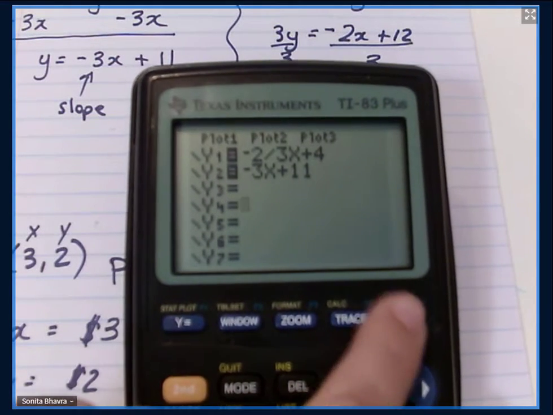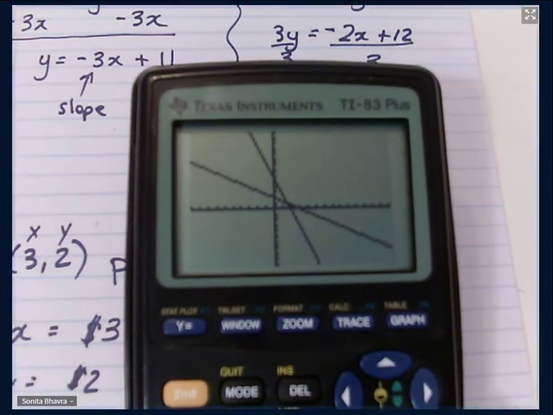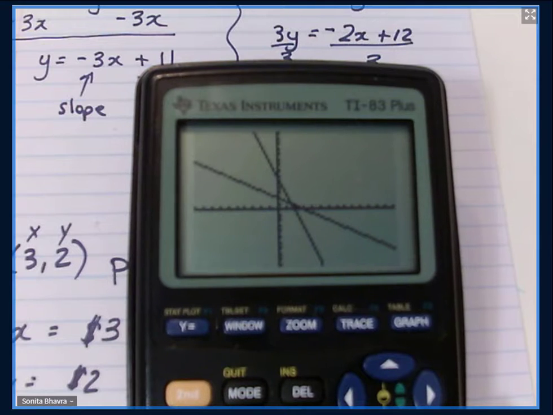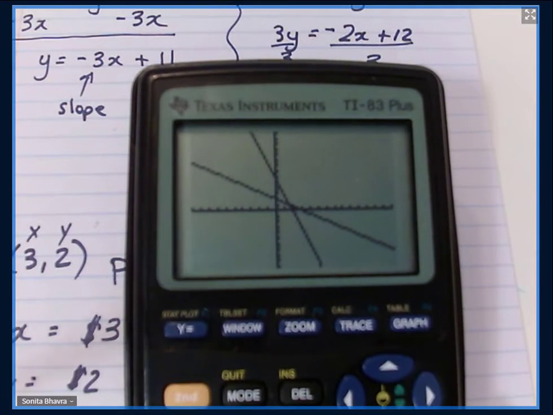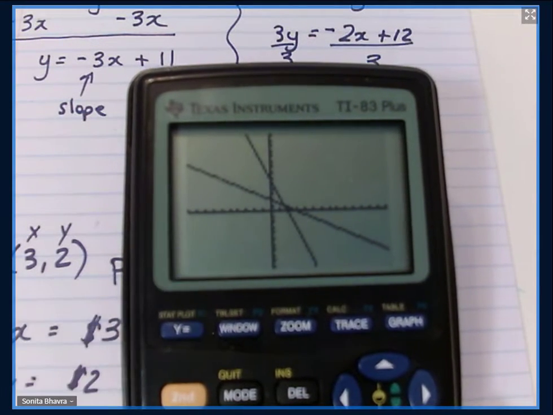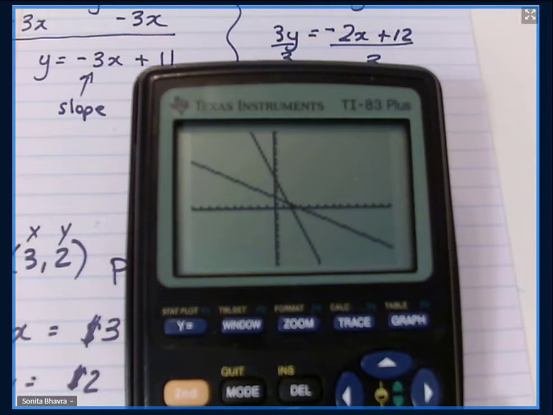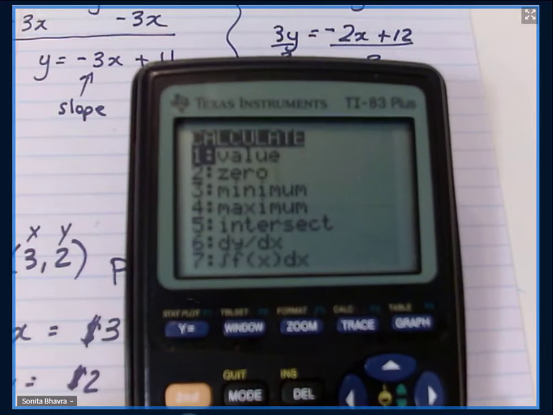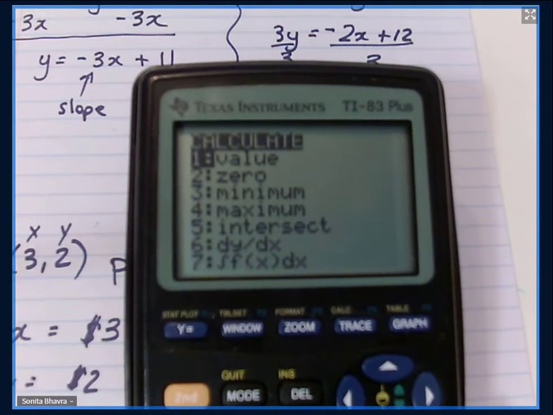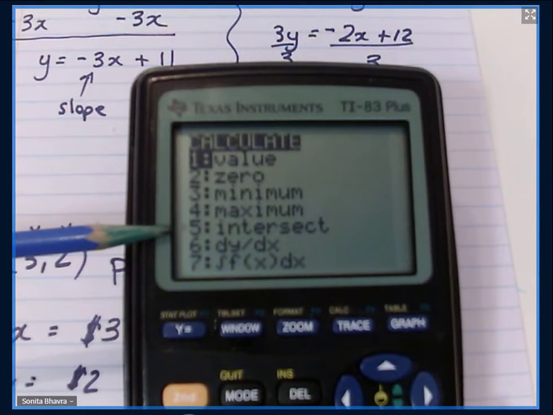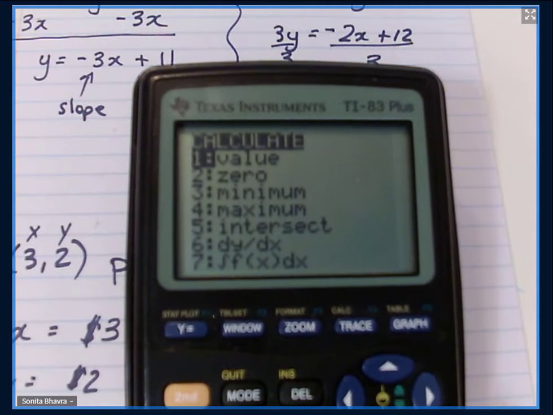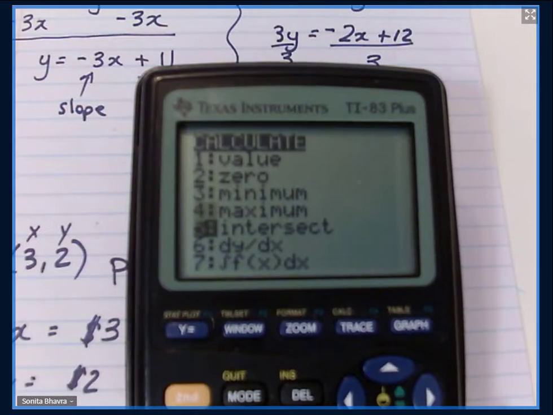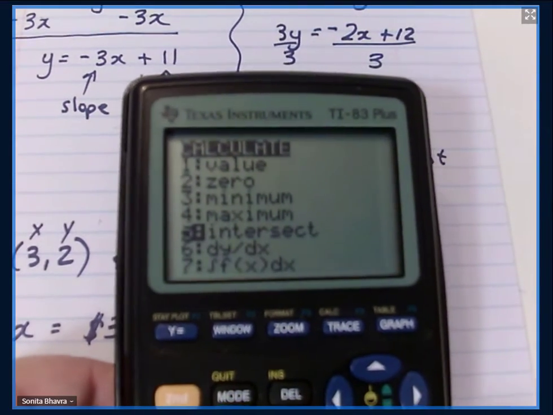I'm going to hit graph next. And there's the two lines. So we can see that there's an intersection point right about there. So to figure out the intersection point, you're going to hit second function trace, and you're going to scroll down to number 5. Recall, number 5 is the intersection. So scroll down to number 5, and we're going to hit enter.